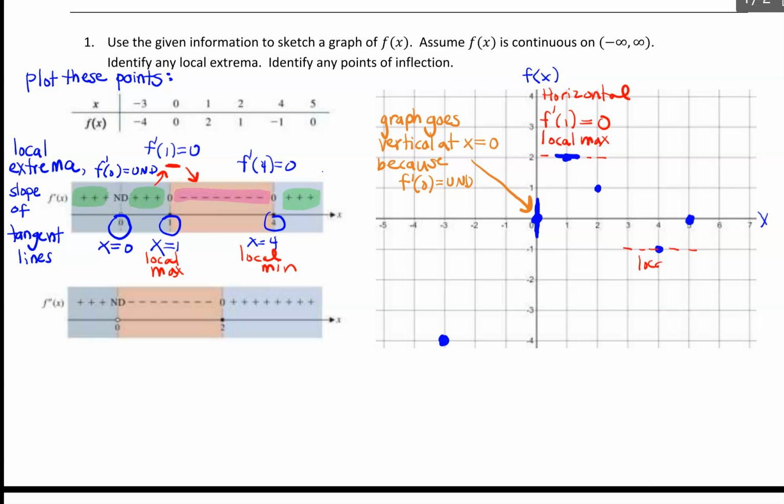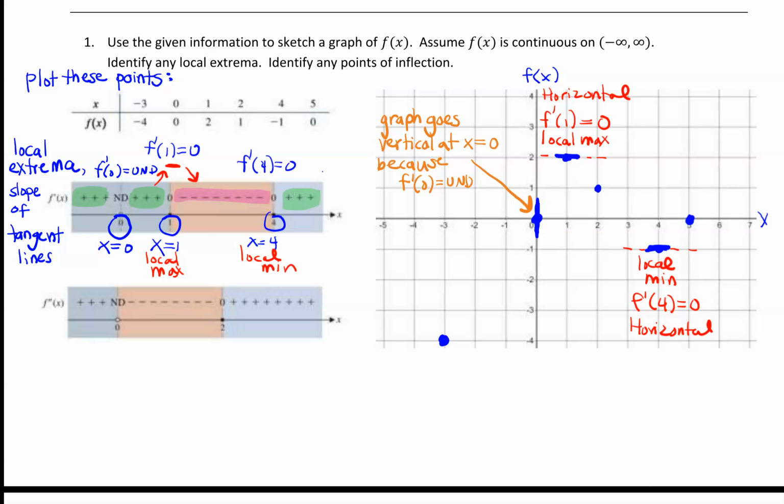I'm going to have a local min at this point, because when I put 4 into the derivative, it hit 0. That meant my graph went horizontal for a moment. I'm going to really emphasize that horizontal part of the graph, even though it just happens for a split second. I'm going to emphasize it there. Okay, and that's a local min. So I've transferred the information from my first derivative sign chart about extrema and slopes of tangent lines onto my graph.